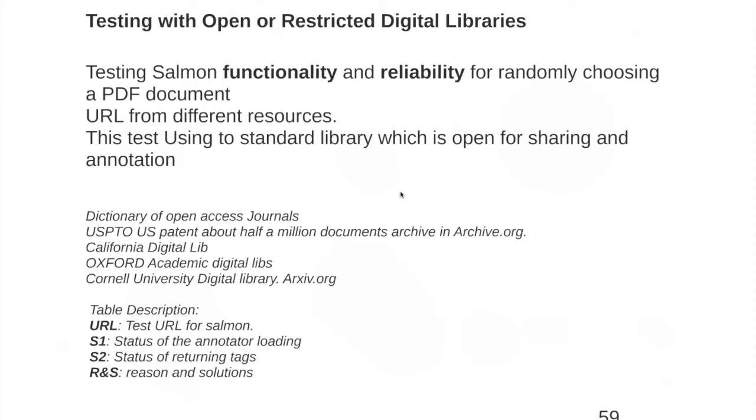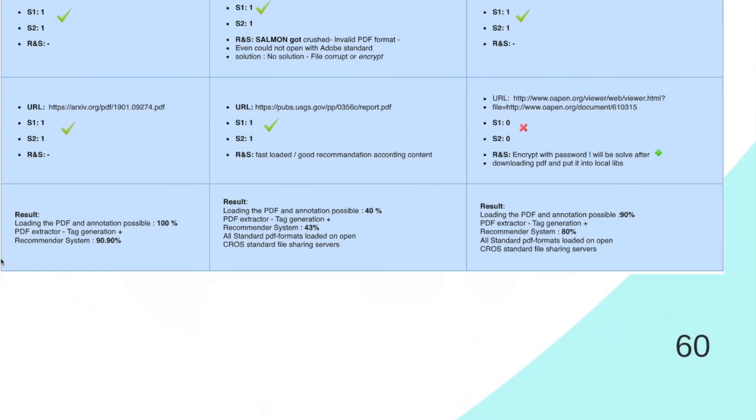Another test that we've done is for the front end of Salmon, where we tested different links, different URLs for PDF cores from different resources, for example, from USPTO, about the patent files, from California libraries and the open digital libraries of Oxford. But our target was archive.org, which also supports different collections and different articles. I also tested with some manual servers. So here are the results. You can see we retrieved successfully all the documents from archive.org, and we retrieved all the tags. This is the tags result, almost all the tags.